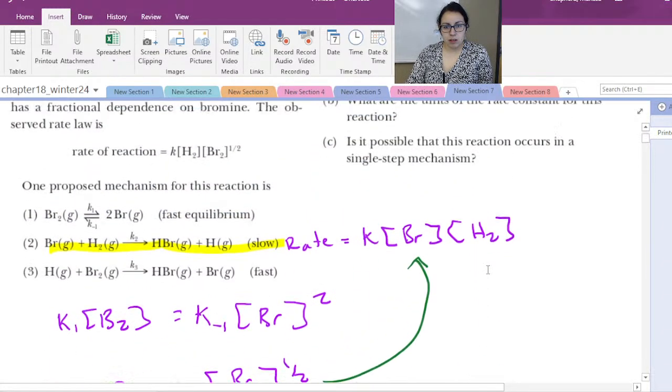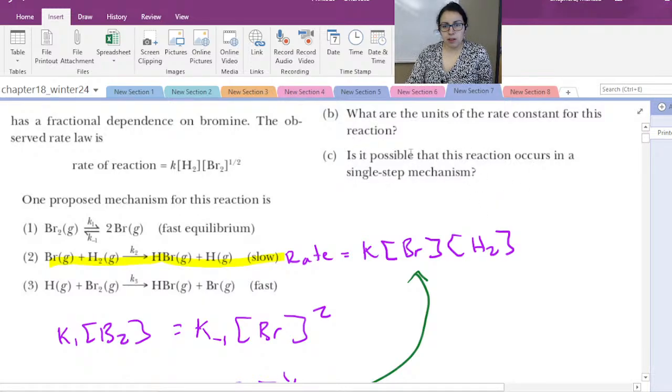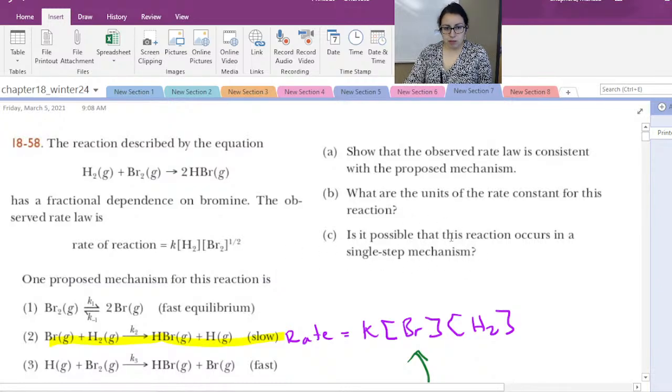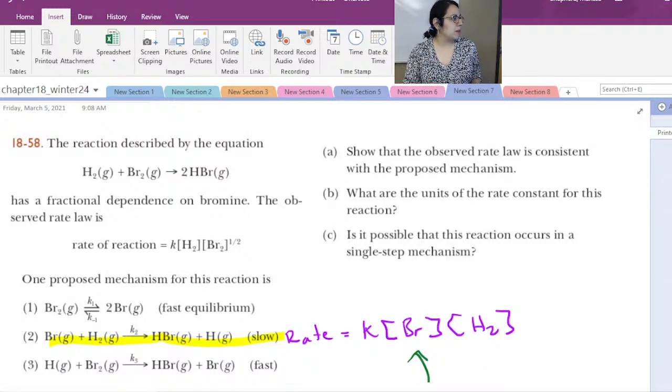And then let's look at this last one. Is it possible that this reaction occurs in a single mechanism? And if it were to occur in a single mechanism, what would the rate law be? Take a few minutes to ask your neighbor about that one.